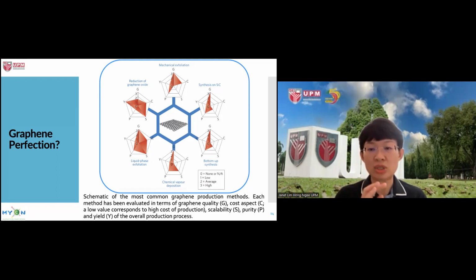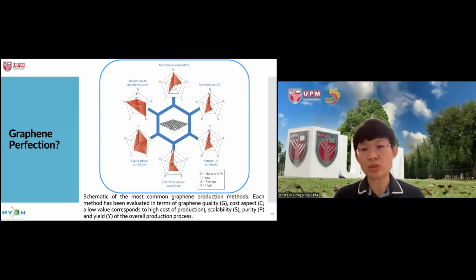So if you look at each of these, the factors that influence the web will be the graphene quality, the cost aspect, and a low value corresponds to high cost production. All right, so this is a drawback, which I believe that researchers and manufacturers are consistently trying to overcome: the scalability, the purity, and yield of the overall production process.